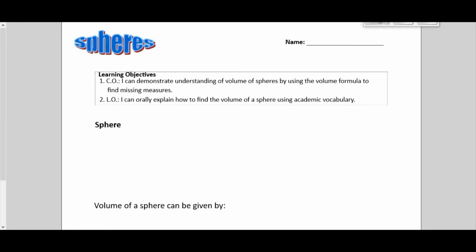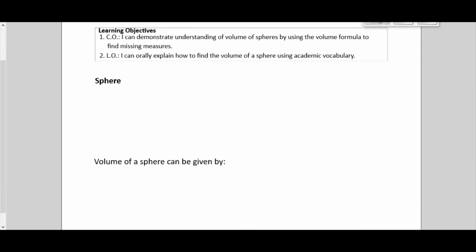Okay, today we're going to go over volume of spheres. So the objective here is to be able to use the volume of a sphere formula to find the volume of a sphere. All right, so I'm going to show you how to sketch a sphere.